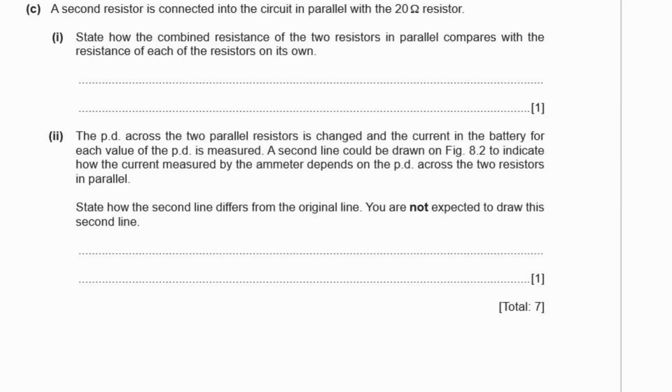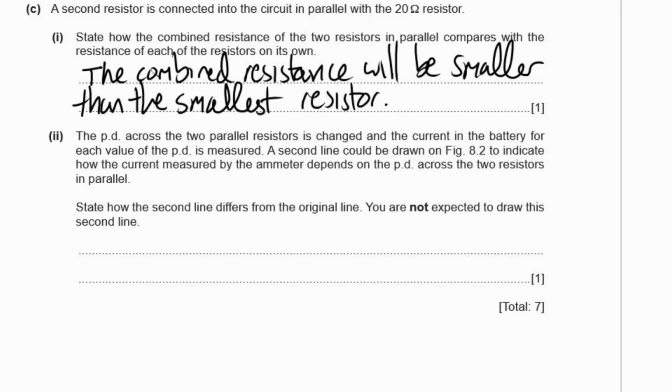C. A second resistor is connected into the circuit in parallel with the 20 ohm resistor. State how the combined resistance of the two resistors in parallel compares with the resistance of each of the resistors on its own. Well, if you're doing it in parallel, then the total resistance will actually be smaller than the smallest resistor in that sequence. So the combined resistance will be smaller than the smallest resistor.